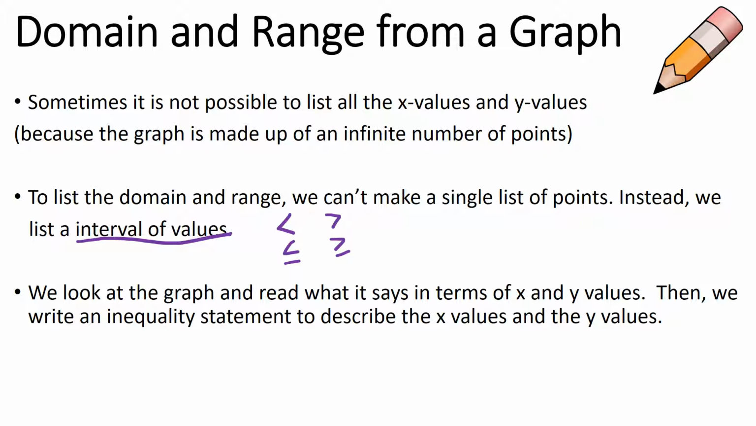And lastly, we look at the graph and read it as it says in terms of x and y values. Then we write the inequality statement for x values and for y values to describe what's going on with the graph, okay? Also, as always, when we read graphs, we read them from left to right, so make sure that we understand that as we look at the next 3 examples.